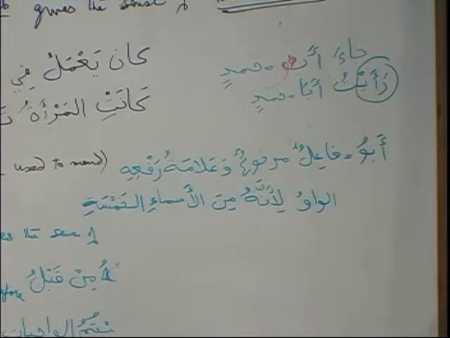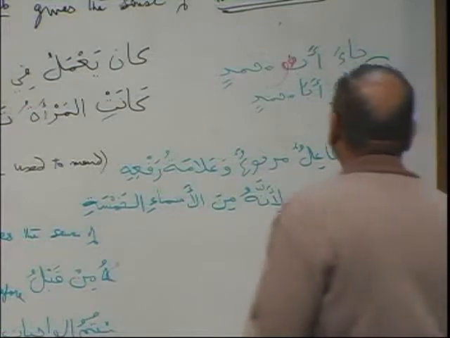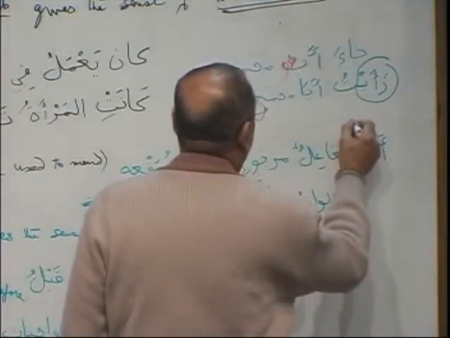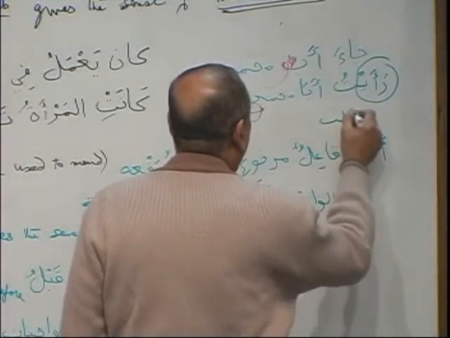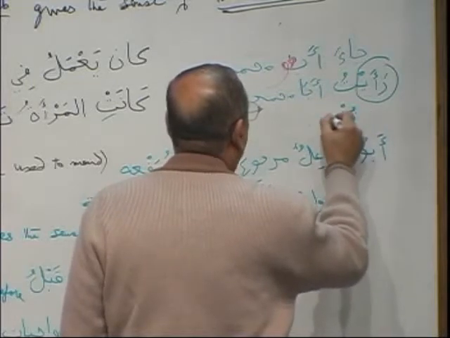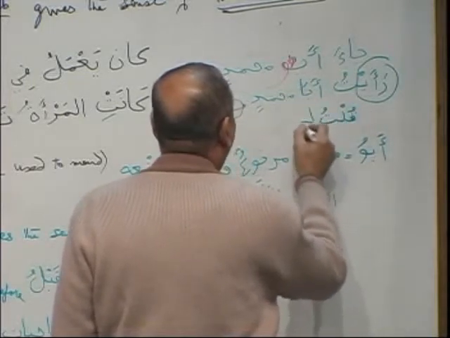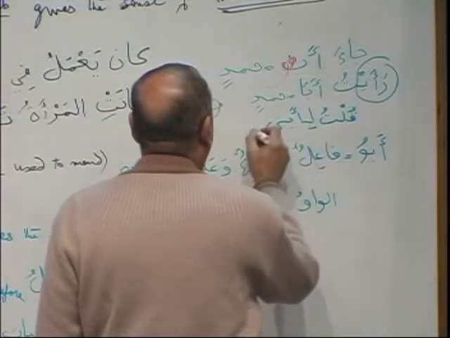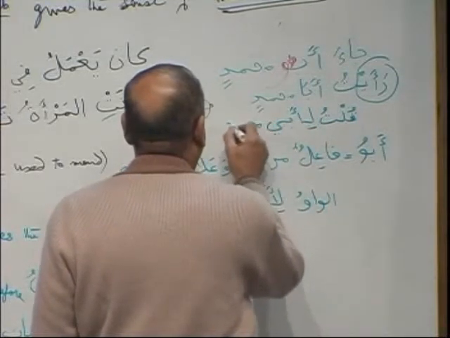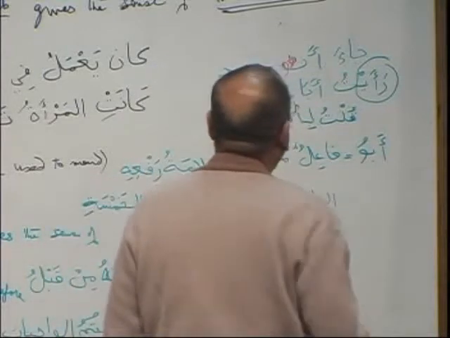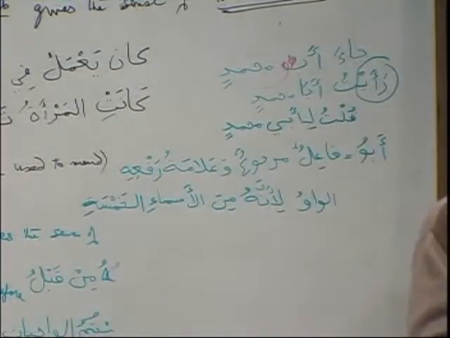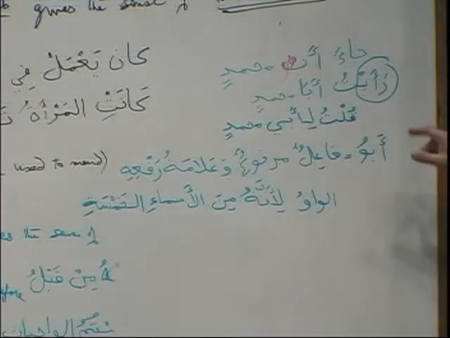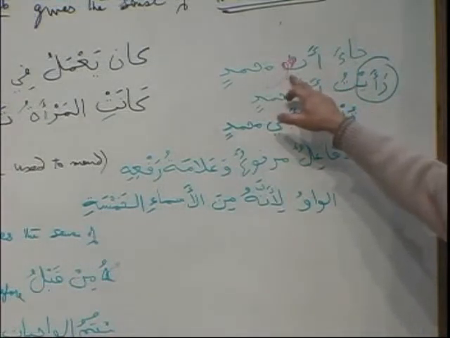Now I change it, brother. Qultu li abi Muhammadin. Okay. I forgot one thing. You have to say it. Okay, brother, Abu is your here.